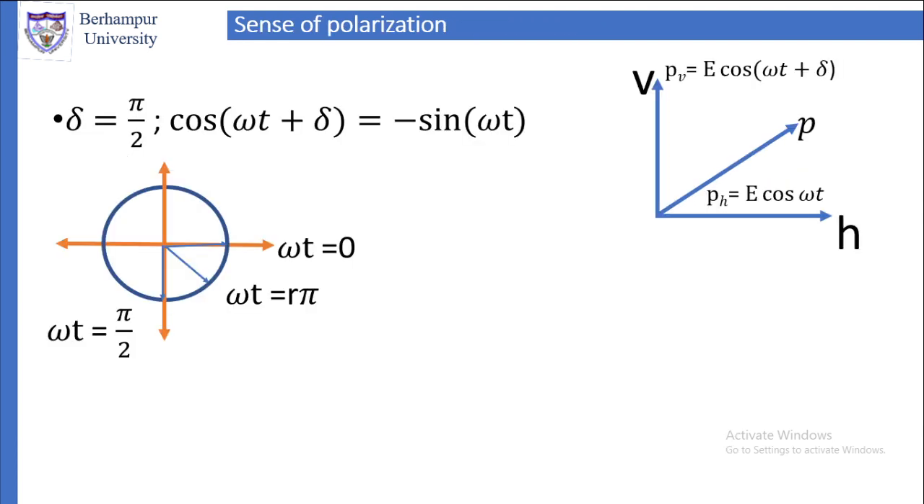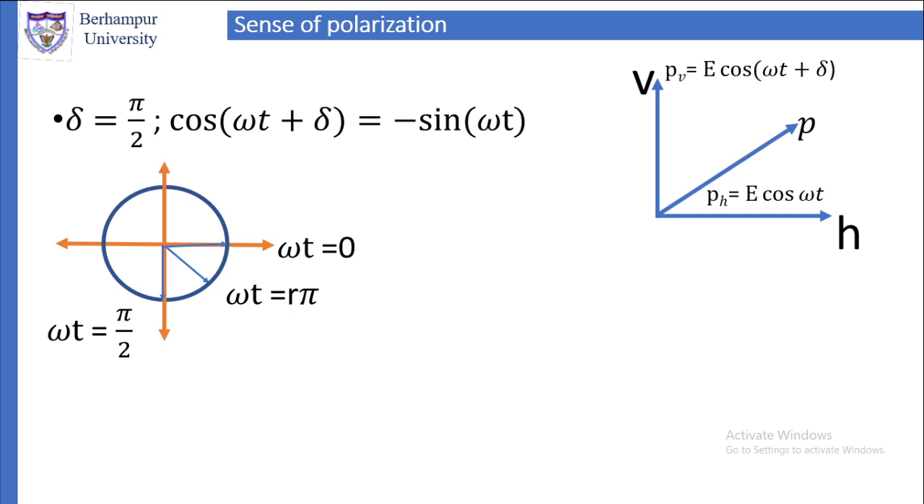Now let us look at the sense of polarization in a little bit more detailed discussion. Suppose delta is equal to pi by 2. Delta can be plus or minus pi by 2. Let us take delta equal to plus pi by 2. Then cos(omega t plus delta) is cos(omega t plus pi by 2), which is equal to minus sin omega t.